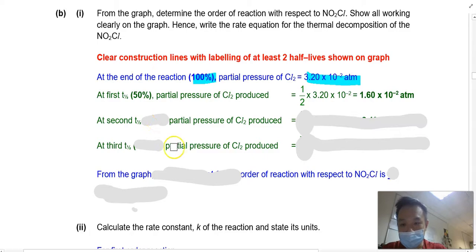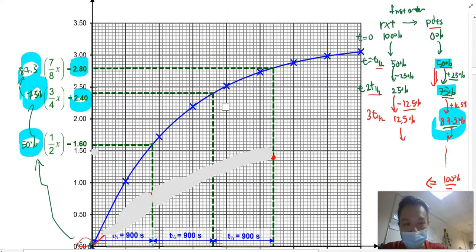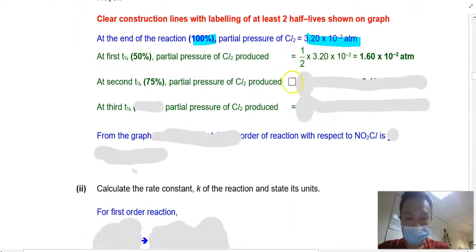Second T half, it will increase to 75%. How do I get 75%? Again, products can only increase with time. So from 50%, you need to add 25%. How do I get this 25%? Because reactants decrease by 25% in the second T half, your products will add 25%. So 50 add 25, you get 75%. So 75% of the 100% will be given as 2.40 times 10 to the power minus 2 atm.